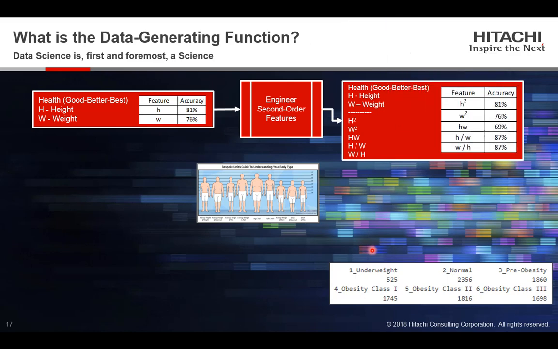Oh, and by the way, if you calculate the area under the curve, there is a hint. Nothing helped us very much except these ratios. There's some signal in those ratios. That's interesting, isn't it? The square of height did no better than height itself. The square of weight did no better than weight itself. The cross term actually did worse. But the ratios seem to be talking to us somehow. So Mother Nature's talking to us.